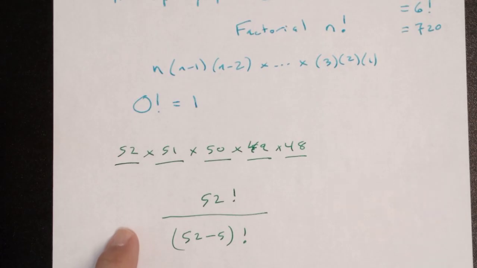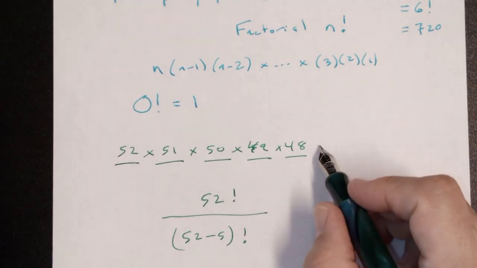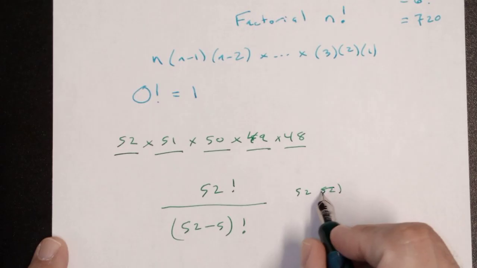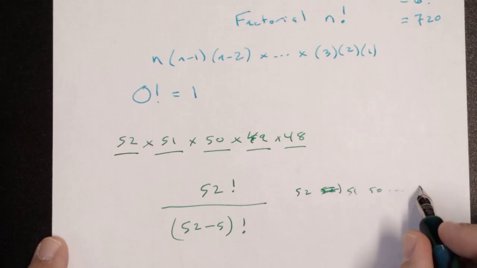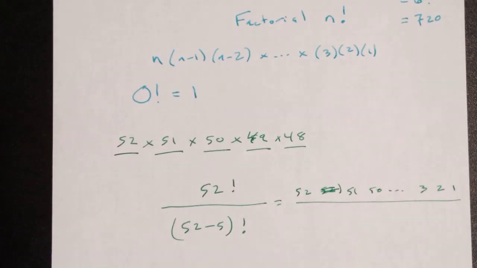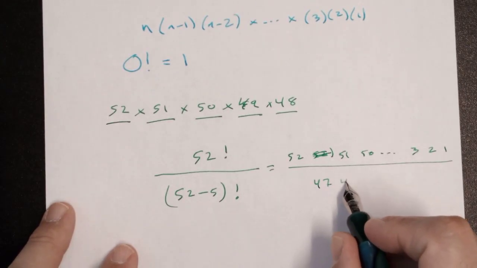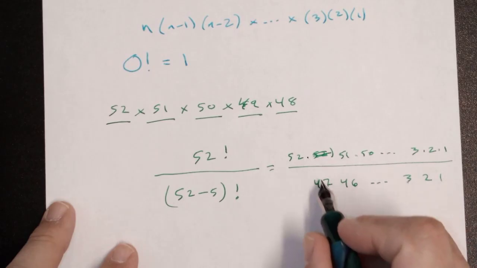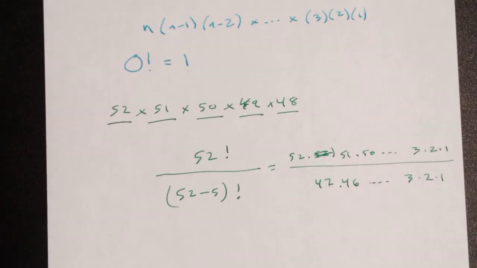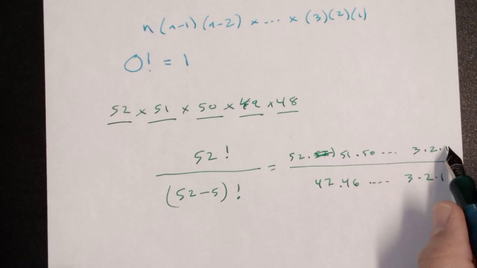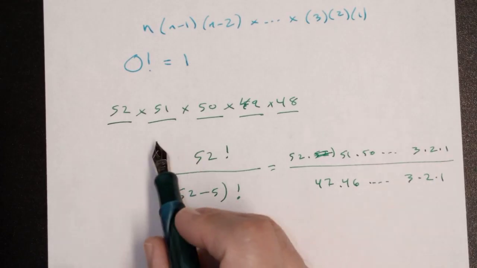This is exactly equal to this. If you think about the factorial, that would start at 52, go to 51, go to 50, and keep going until we got to 3 and 2 and 1. The one here on the bottom would start with what number? What's 52 minus 5? It would be 47. And it would go down until we got to the end, right? So what would happen is everything from 47 down on the bottom would cancel with everything from 47 down on the top. What would be left behind would stop at 48.